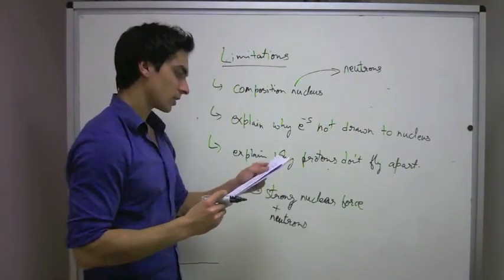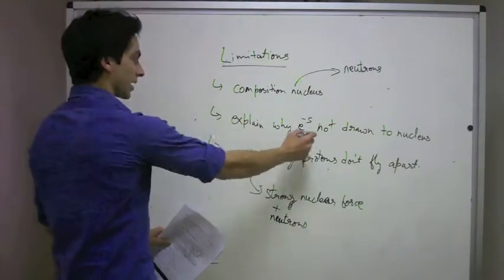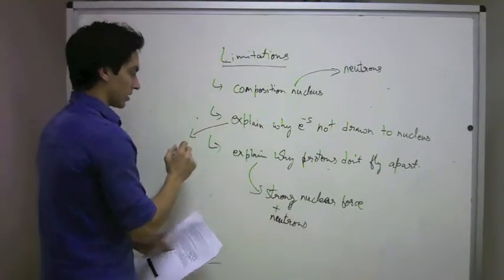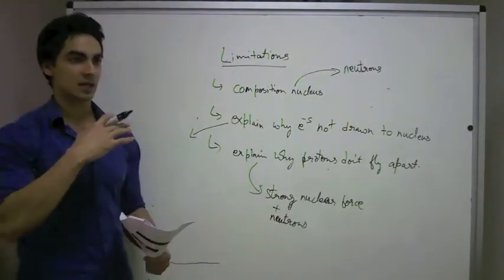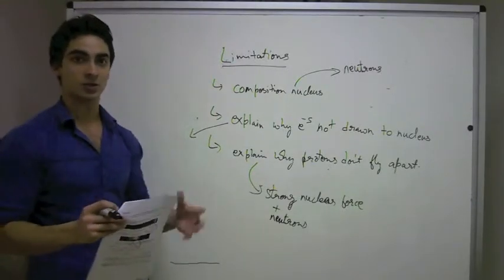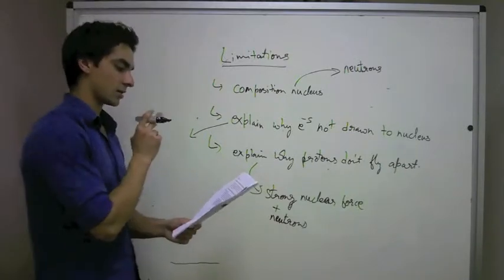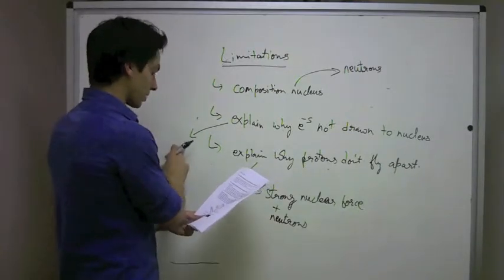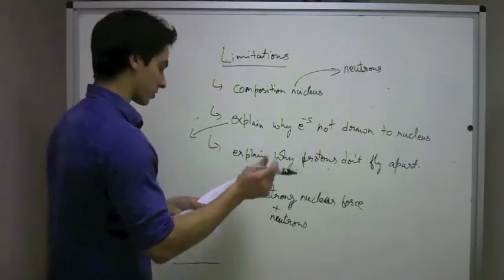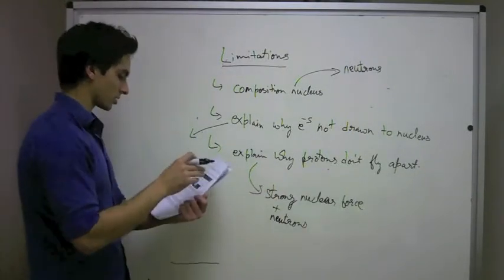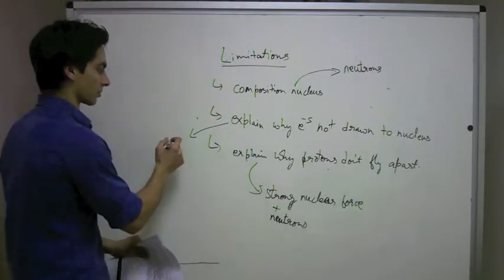Okay. Now, this part explains why electrons are not drawn to the nucleus. This comes from the fact that electrons don't just exist randomly in any energy zone. They actually exist in discrete energy levels. And the evidence for this is the next part, which is the line spectra and the absorption spectrum. So you have to know about the emission spectrum and the absorption spectrum.